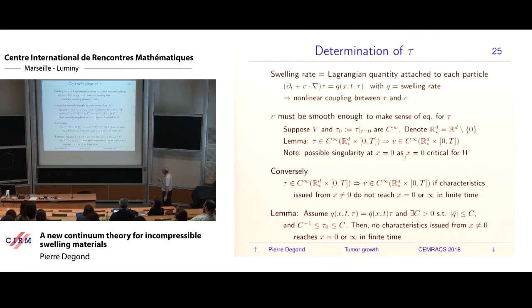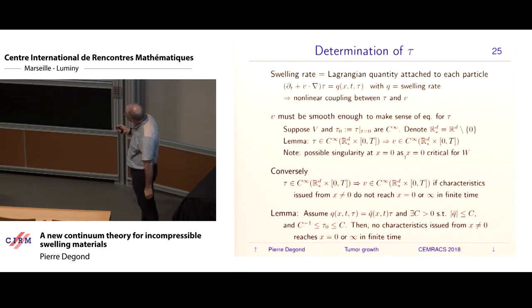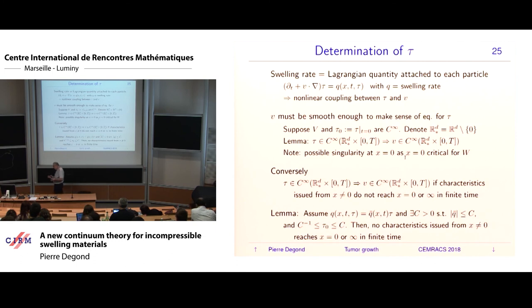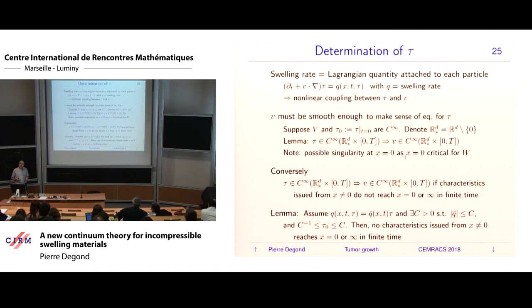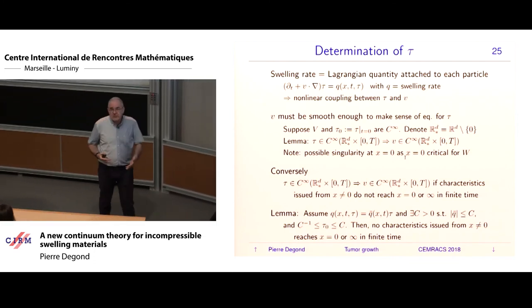And conversely, there is a typo I forgot to correct, so this is V. If V now is in C infinity, except at the critical point, then tau, the solution of this, will be in C infinity. You see, it's going to depend on the characteristics. So as long as the characteristics do not meet the singularity x equals zero in finite time, or do not reach infinity in finite time, then the solution will be defined in C infinity. Sorry, this is V and tau here. So somehow it's a sanity check that you can bootstrap the argument at least in the space of C infinity functions. I know that's not a nice space, but if you are trying to do less regularity, then it becomes a bit tricky.